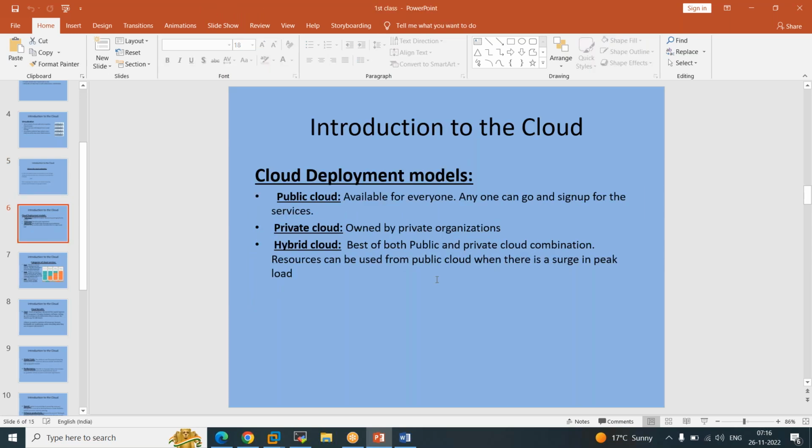Now the deployment models. We have public cloud, private cloud, and hybrid cloud. Public cloud is something anyone can have. Whoever has a credit card or debit card can subscribe and use it. It is an open book; anybody can go and subscribe, create services in isolated networks, and operate from there automatically. It is not restricted to anyone in the world. Anyone with internet connectivity can create servers in the cloud. It is absolutely open to everyone.